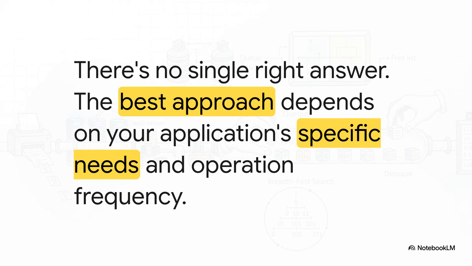And this gets to the crucial point. There is no single right answer here. It's all about trade-offs. If you know you're going to be adding items way more often than you remove them, you'd pick the one with the fast enqueue. But if you're removing things all the time, the other approach makes more sense. It completely depends on the job you need it to do.